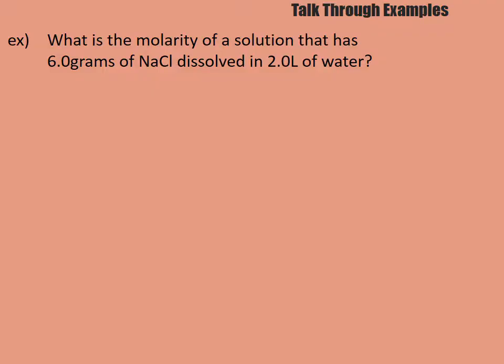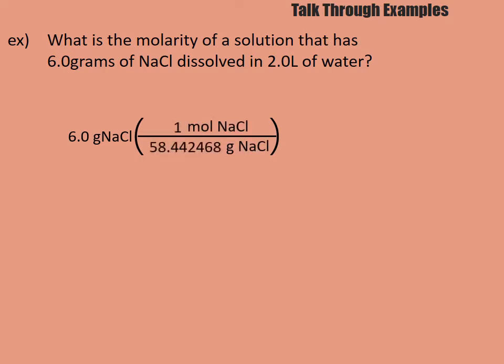First practice example. What is the molarity of a solution that has 6.0 grams of NaCl dissolved in 2.0 liters of water? When I see grams, the first thing I do is switch it to moles. So 6 grams, I switch that to moles, grams on the bottom, moles on top. 1 mole equals the mass off the periodic table. Grams factor out. Got 2 significant figures in the given, so that means I'll write down my answer with 2 significant figures once I've run it through my calculator.